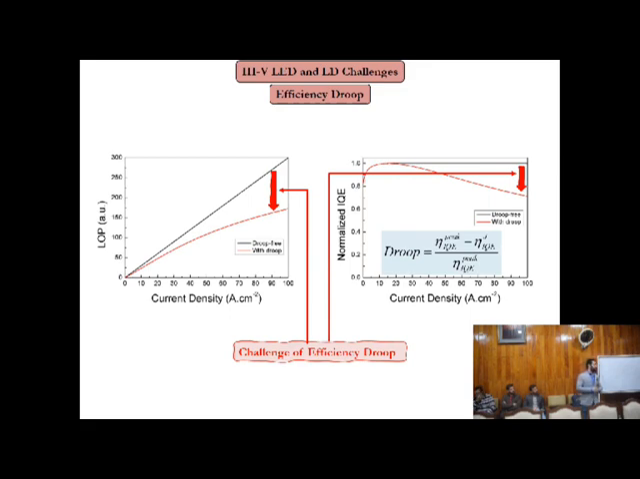While doing so, we come across some challenges. The challenge of efficiency droop. When we try to improve our device, the device improves within a certain range, but then it deteriorates, which you can see in the red curves, which are practical curves. Black curves are ideal curves. We would like our devices to follow the black path, but what we end up with is these red curves.